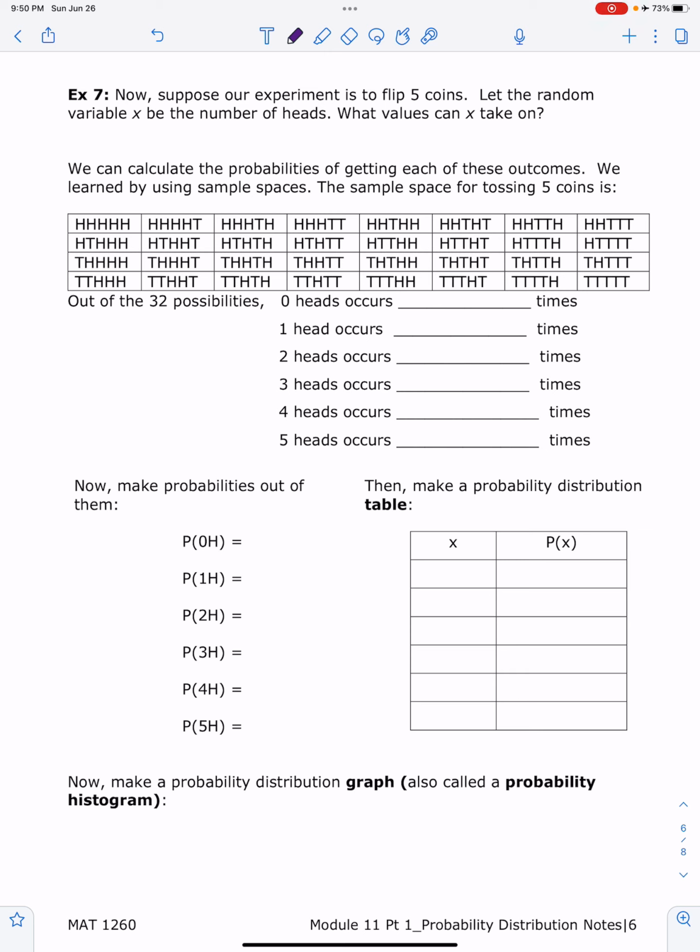So we've got an experiment where we are flipping 5 coins. Again, our random variable x is the number of heads. So talking about the values that x can take on, here's my sample space: 0, 1, 2, 3, 4, 5. Sorry, what I was saying and what I was writing wasn't matching. So we can calculate the probabilities of getting each of these outcomes. And I'm going to see if I can color code so this makes sense.